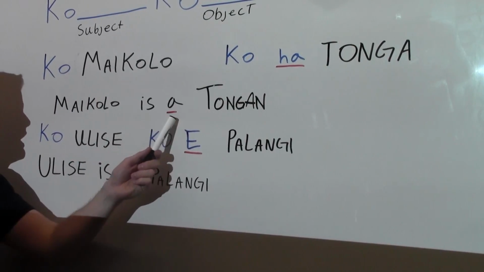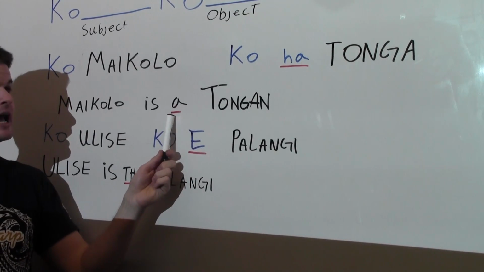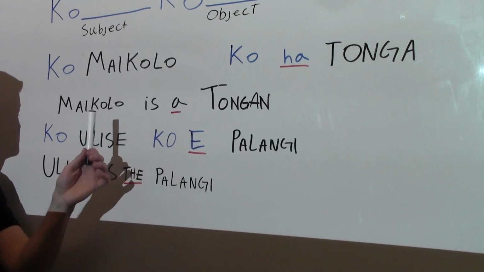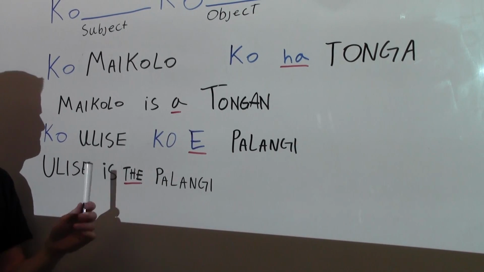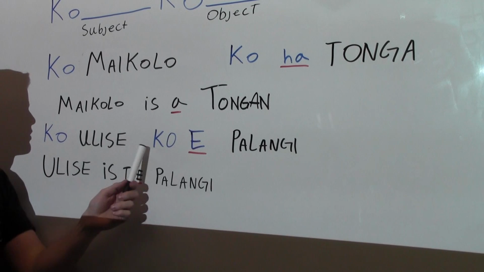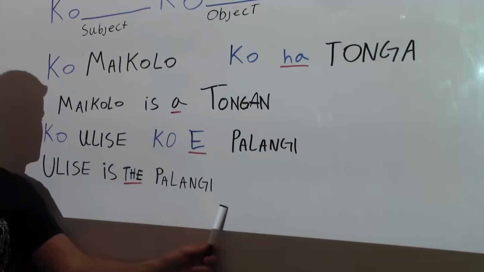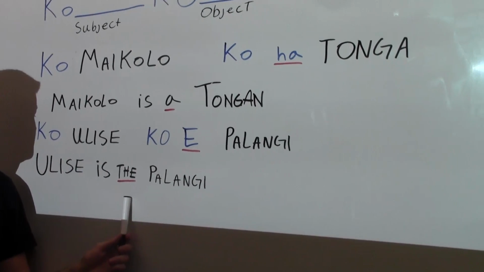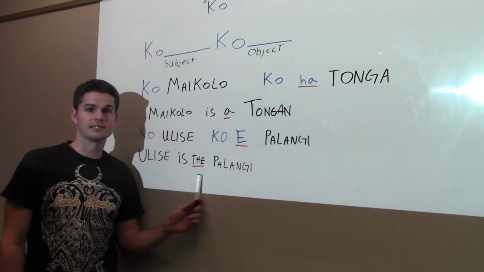Maikolo is a Tongan. Ha represents a and introduces the object. It also indicates singularity and indefinite. Ko Ulise ko e palangi. Ulise is the palangi. E is the in Tongan and signifies definite, because Ulise is definitely a palangi.